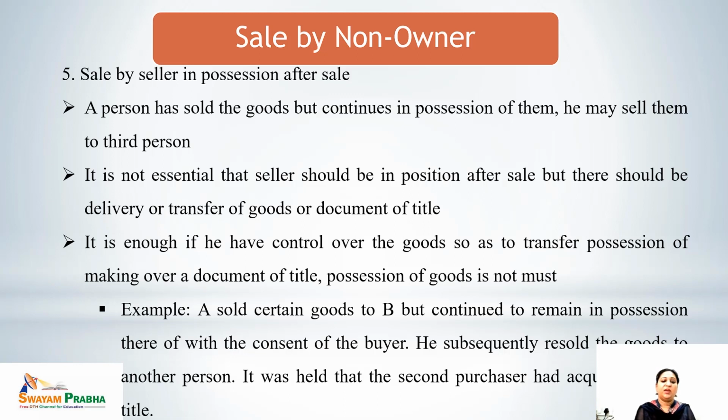See the example. A sold certain goods to B but continued to remain in possession thereof with the consent of the buyer. He subsequently resold the goods to another person. It was held that the second purchaser had acquired a good title. That means the seller has sold the goods to the third party with the consent of the buyer. It may be in a condition when the buyer is not in a position to pay for the goods or something else.